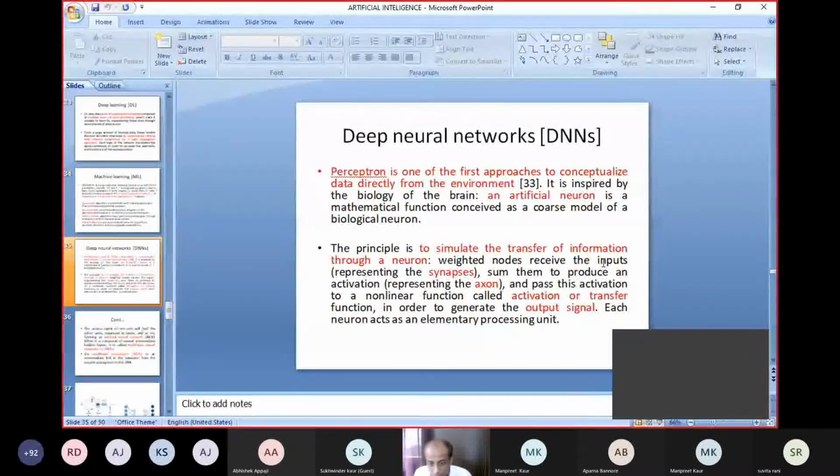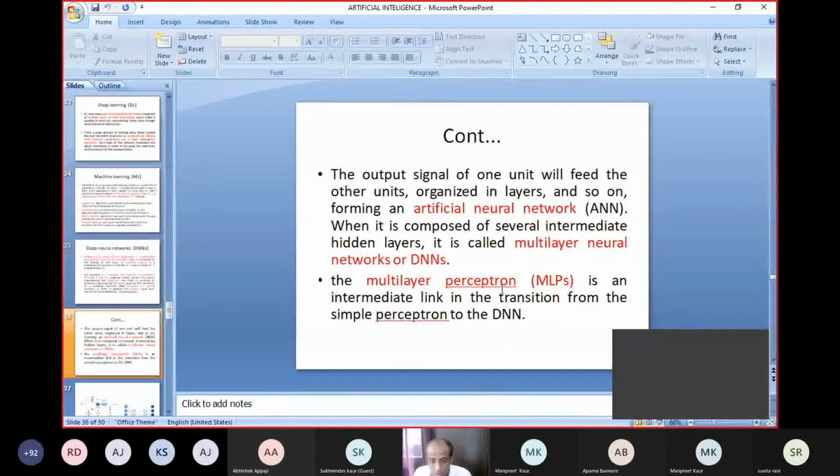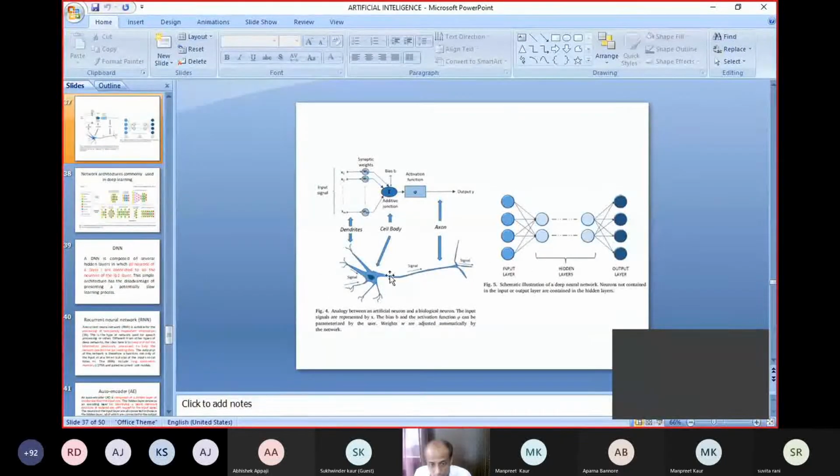There are nodes which receive the inputs, called synapses, and there are areas which sum them to provide an activation, called the axon, and it is passed down this axon to a nonlinear function called the activation or transfer function to give an output signal. So it can be a multi-layer neural network, or DNN, or multi-layer perceptron. This is a human neuron which functions in the brain, and this is how a computerized neuron looks. These are the inputs, and this is a synthetic adaptive function, and it gives the output in terms of gamma. And there are multiple hidden layers between the input layer and the output layer.